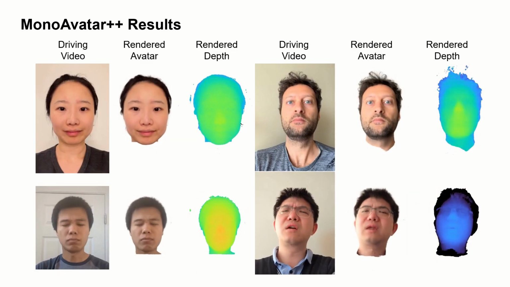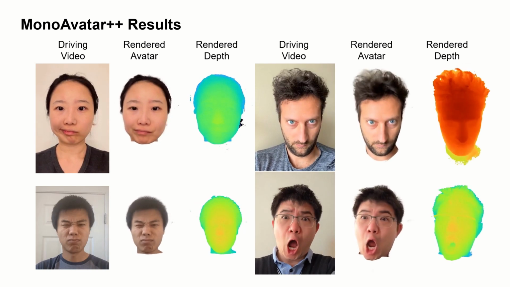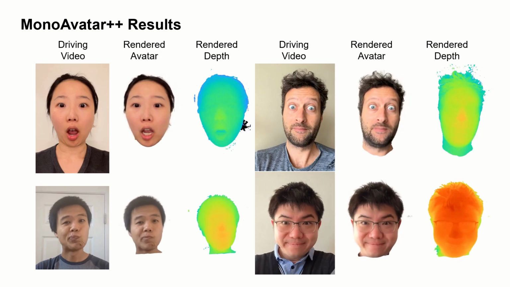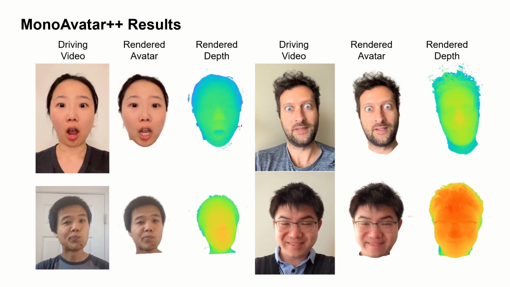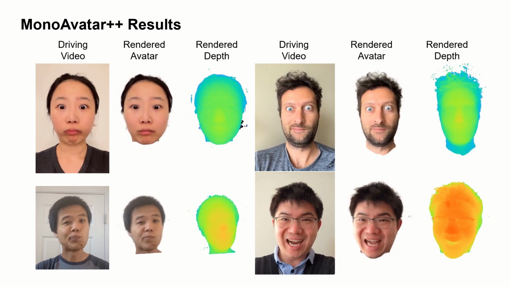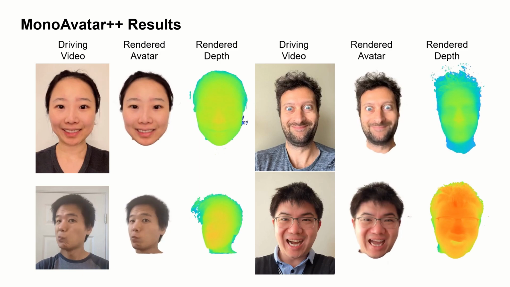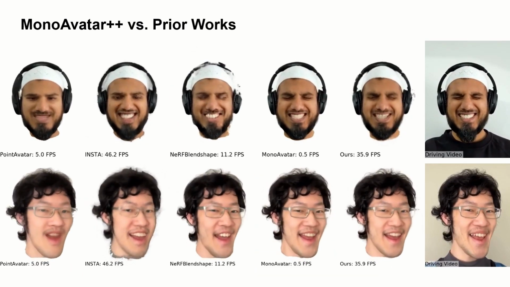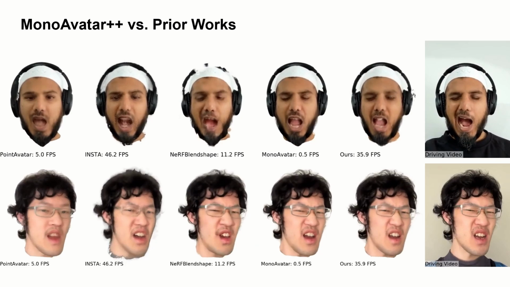Our MonoAvatar++ works on various subjects and can produce vivid animations on expressions with personalized details such as wrinkles. We can also handle glasses and produce reasonable geometry shown by the depth rendering. Compared to prior works, our method shows competitive results in both rendering quality and speed.